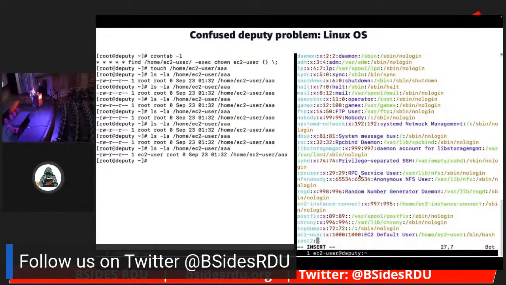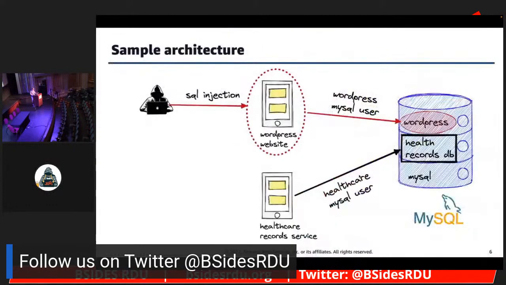Right, so this is the example of the confused deputy problem for databases. So let's go next. Let's talk about databases. In this case, I will be presenting a sample architecture for MySQL. This is a completely fictional scenario, right? In this architecture, we have some healthcare records service, software as a service.